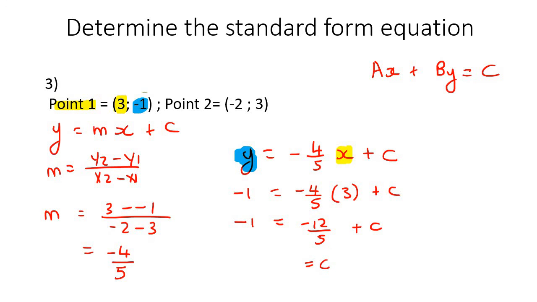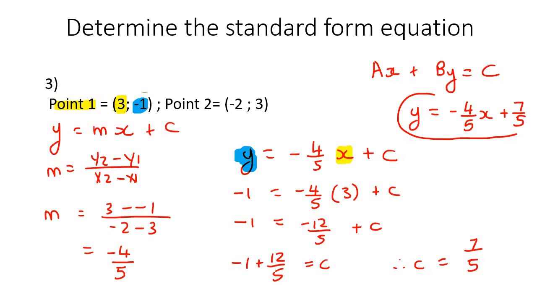And now to get c by itself, we're just going to take the negative 12 over 5 to the other side, and so therefore c would be equal to 7 over 5. So that's not the answer. We can now go write out the slope-intercept form. So we said that the slope was negative 4 over 5, and then the c value is 7 over 5. Now, here comes the exciting part. We need to convert this into standard form.